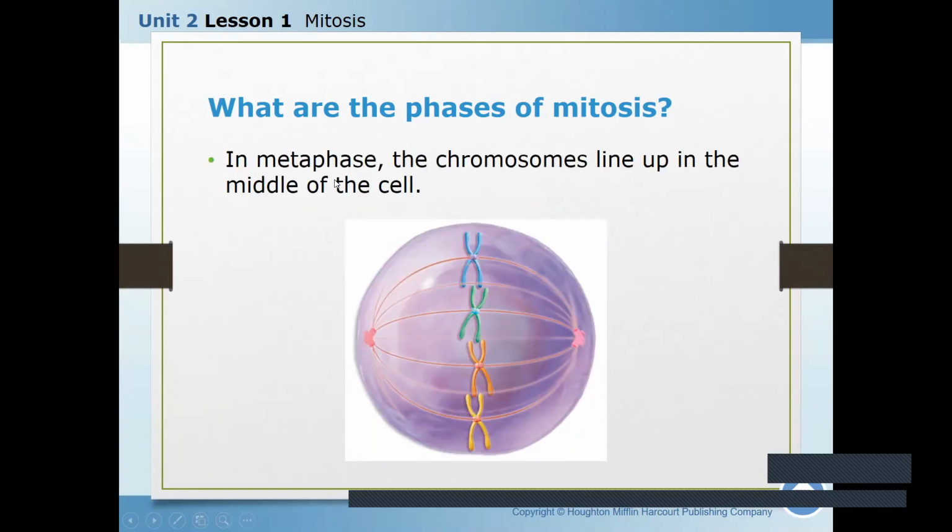Next, after prophase, metaphase: the chromosomes line up in the middle. Girls, when they condense, they come and line up in the middle of the cell. Do you see how they come up and line up? All the chromosomes.